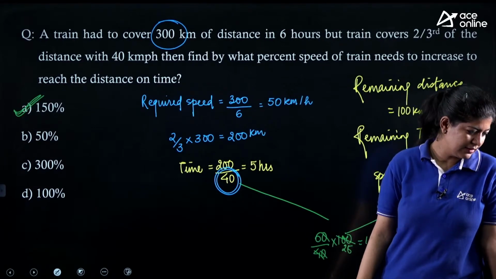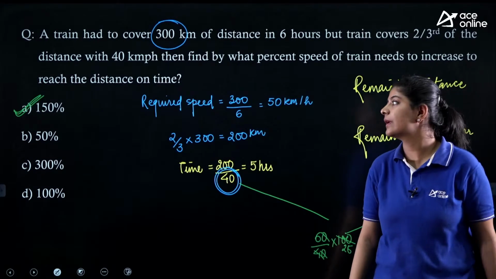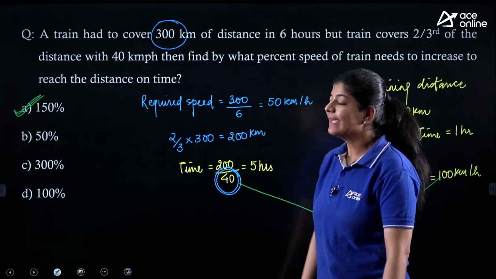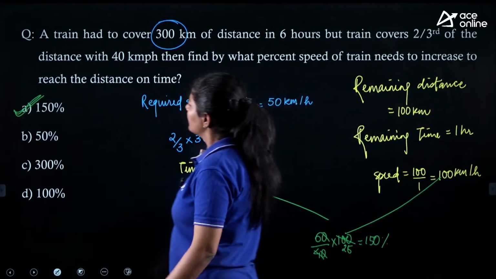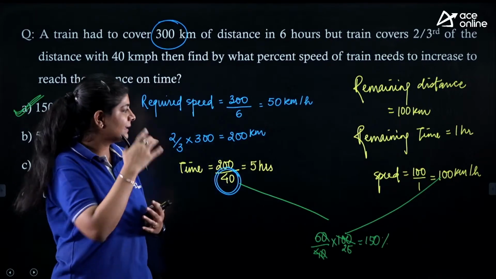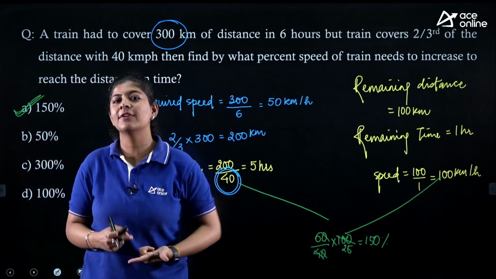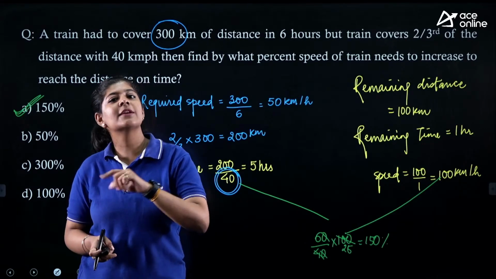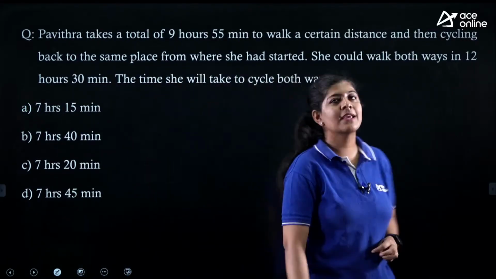Very good Manikanta, very good Rakesh, very good Deepak, but the correct answer here is option number A, 150%. Right? It's a very easy one. You just simply need to understand the requirement of the question and you know that ultimately the same formula we need to use, distance equals speed into time. Let's move further.